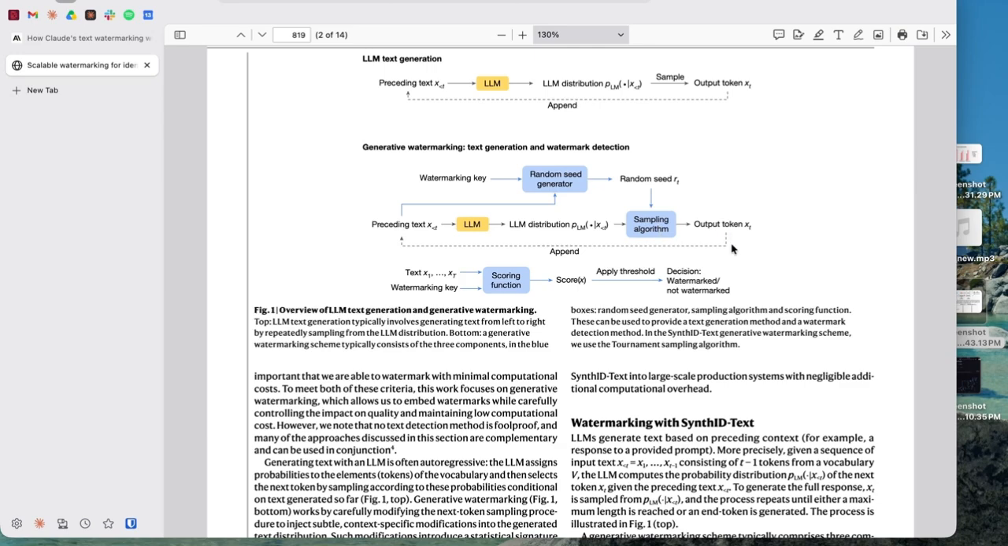The output token is appended. You go back to the beginning. It's now part of the preceding text. You generate the next token in the sequence, and so on and so forth. So what we've done here is we've introduced a random seed generator and a sampling algorithm that then samples from that LLM distribution based on the random seed. We're going to talk a little bit more now about that sampling algorithm. Hold any questions that you might have about how to decode this, though. We'll come back to that in a second.